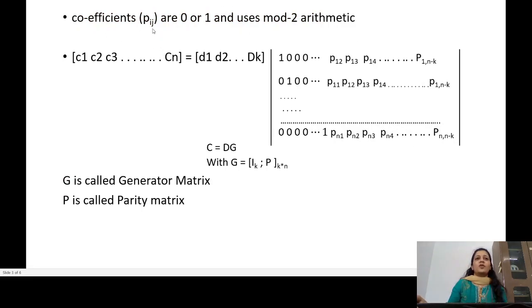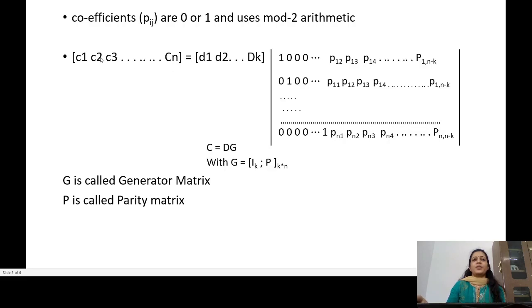These coefficients Pij will either take a value of 0 or 1, and they will always use modulo 2 arithmetic. Modulo 2 arithmetic means whenever you are doing multiplication, treat it as an AND gate, and whenever you are doing addition, treat it as an XOR gate. That entire algebraic equation I can represent in matrix form: C is equal to D into this particular matrix.